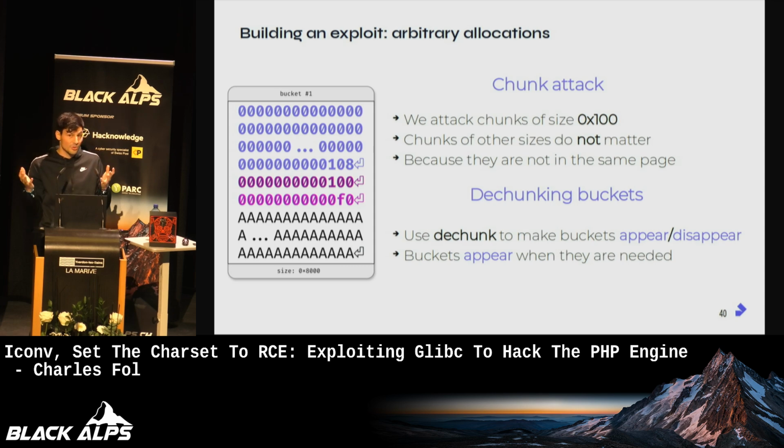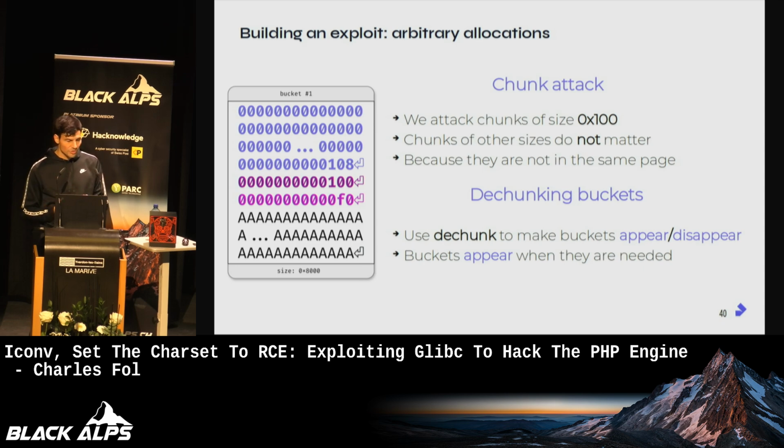We can create many buckets, but we don't control their size immediately. So a good way to do this is to actually focus on one chunk size. If you focus on chunk size 100, that means that since the allocation is page-based, chunks that have a bigger size or a smaller size, it doesn't really matter. You're not going to be seeing it in your exploitation process. So if you have this abstraction in your mind, that means that when you have a chunk that gets resized to the size 100, it appears, basically. If it gets resized to a smaller size afterwards, it means that it disappears. So it's basically the same as being able to allocate and deallocate at will. And that's a good starting point for building an exploit.